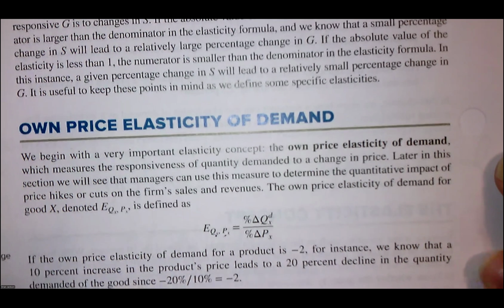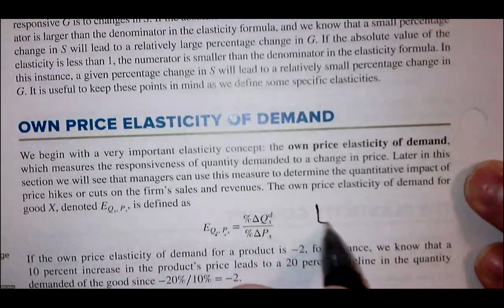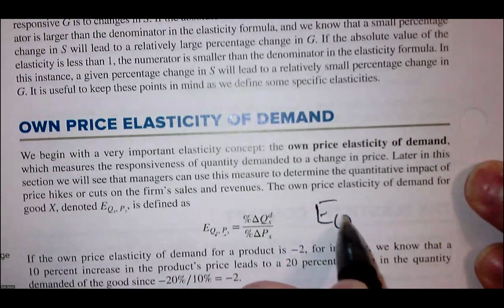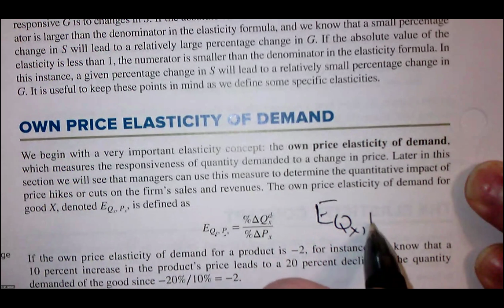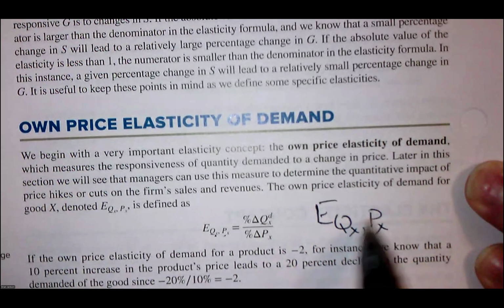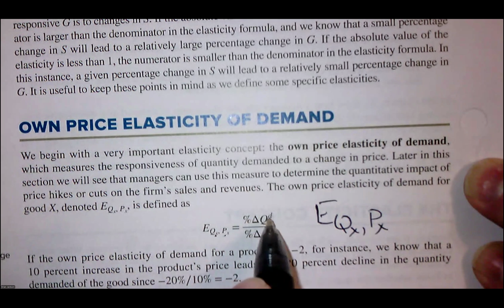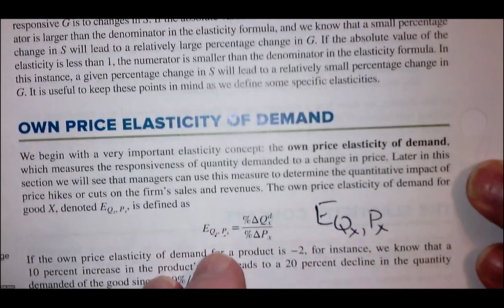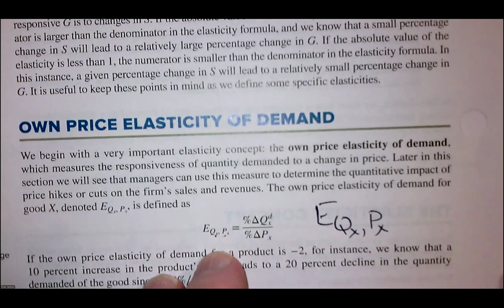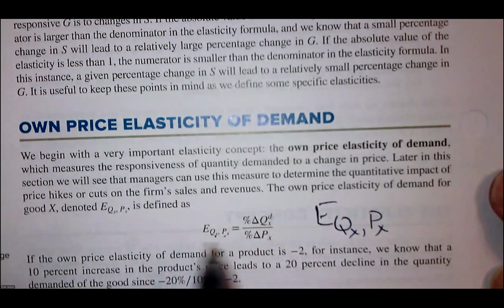The idea again is we write E sub Q_X, P_X. So a change in the price affects a change in the quantity demanded of good X. It's the ratio of the percent change in the quantity demanded of the good divided by the percent change in the price. Hopefully that formula looks familiar to you from your principles course. We try to be a little more precise at this level of study, and so we use these subscripts.